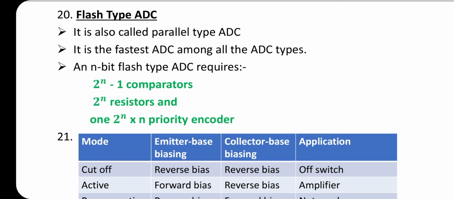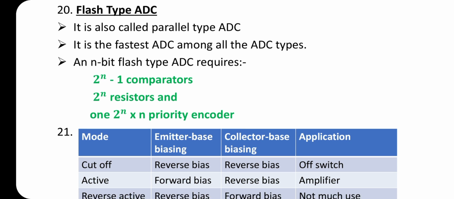Flash type ADC. It is also called parallel type ADC. It is the fastest ADC among all the ADC types. An n-bit flash type ADC requires 2 raised to n minus 1 comparators, 2 raised to n resistors and 2 raised to n into n priority encoder.